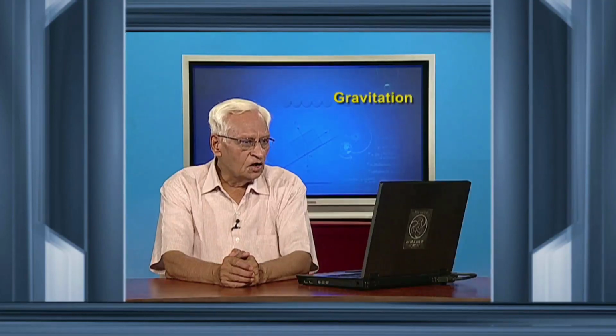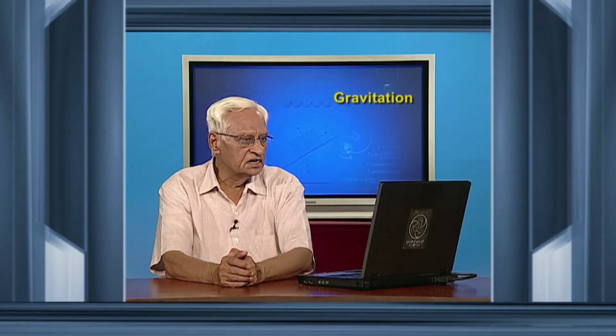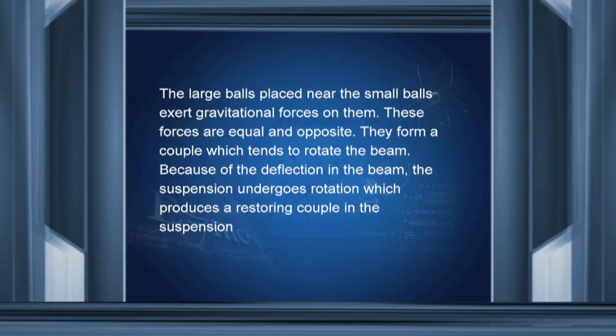Now, the large balls placed near the small balls exert gravitational forces on them. We have seen that. These forces are equal and opposite, as I have told you. They form a couple which tends to rotate the beam. Because of the deflection in the beam, the suspension undergoes rotation, which produces a restoring couple in the suspension.